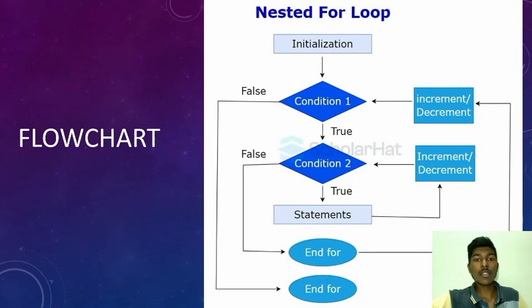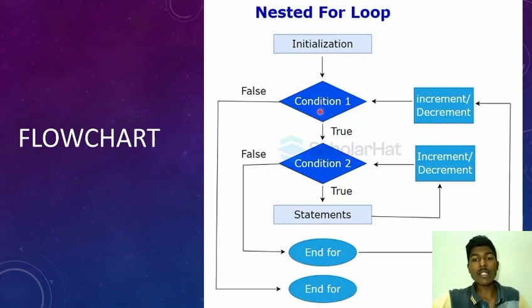This is the flowchart for nested loop. Now I am going to explain this flowchart. Before we start the program, we need to give initialization. It means input or #include with library functions. Then we have to give certain conditions to execute the program. Then we give condition 1 and condition 2.